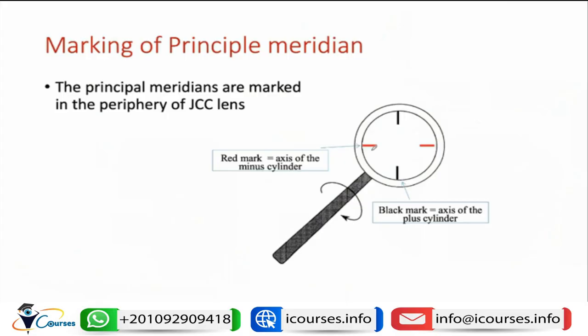But you have to make sure that this is the case, because it will be written on it. For example, it will be minus 0.5. So you need to make sure that the red one is on the minus side, because some Jacksonian cross cylinders mark the red on the plus. So you need to make sure of this. And then by flipping the cross cylinder in front of the patient's eye, you will now switch or toggle between the minus cylinder and the plus cylinder in front of the patient eye.